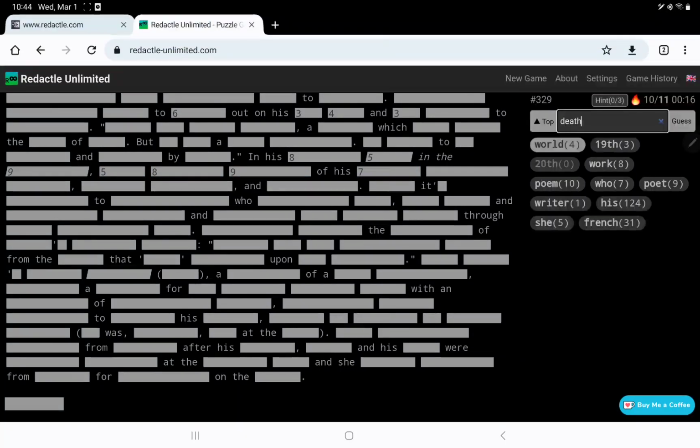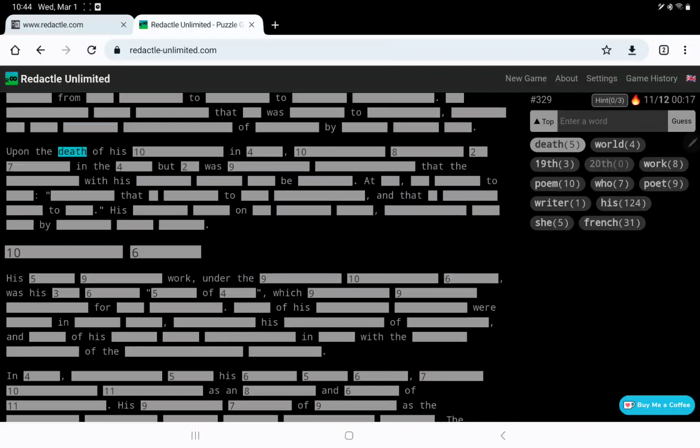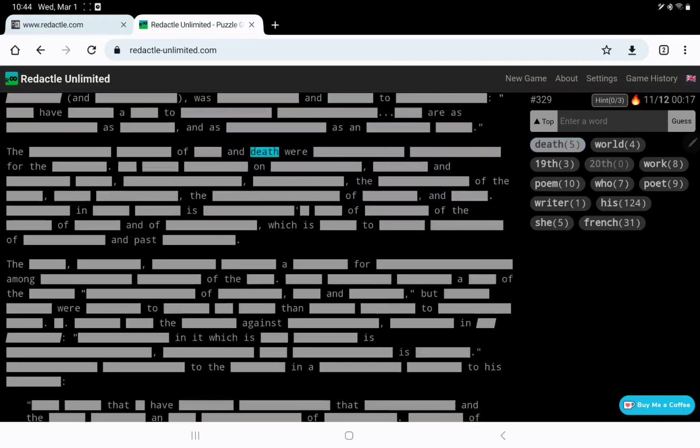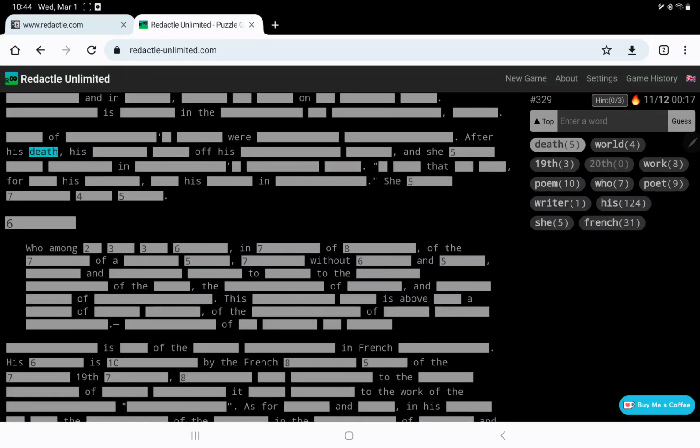Well, let's try death, because there will be something about his death, I'm sure. Upon the death of his, what at the death of his something? Oh, maybe the themes in his poetry. Oh, maybe most of his poems were published posthumously.